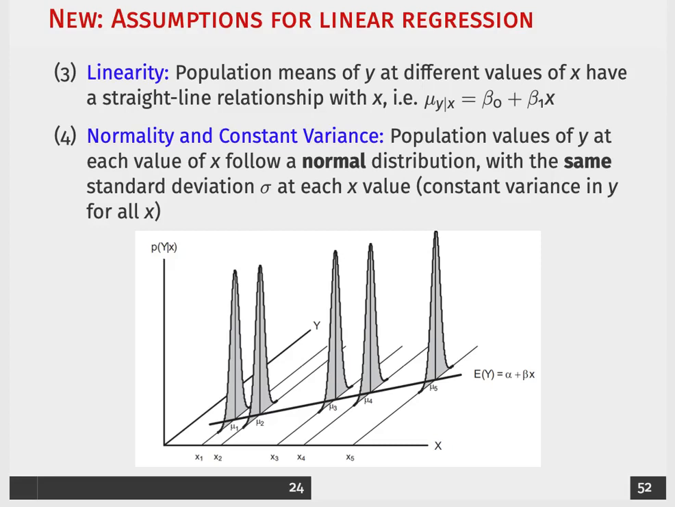So the shape of those bell curves looks the same, right? And they are normally distributed. And they all have the same conditional mean as a function going through that regression line.